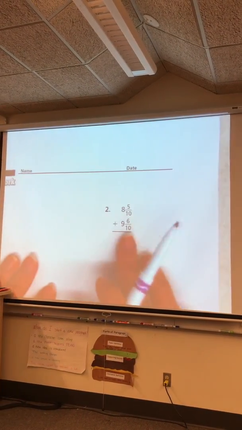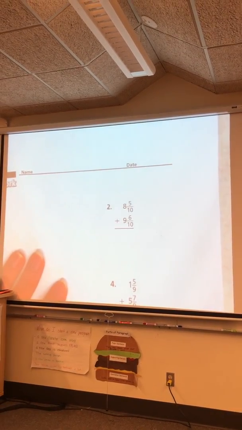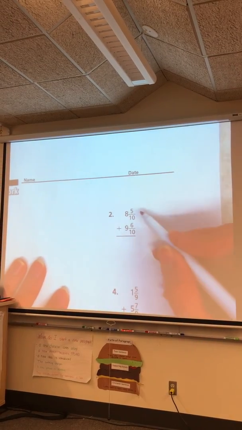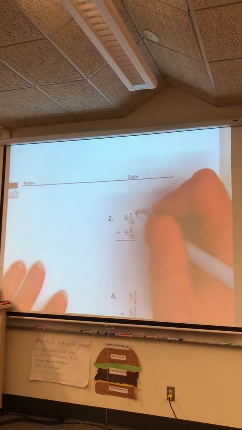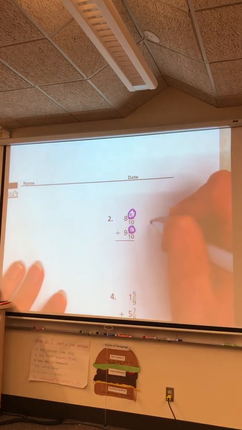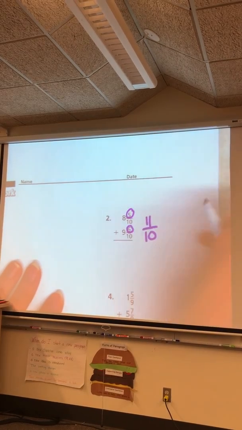But number 2 is going to require some carrying. So let me show you how we carry when we add mixed numbers. When I look at this, I think of this as the fractions place. And I'm going to start by adding my fractions. So I'll add my 5 and my 6 and I get 11. And my bottom stays the same, so it's 11/10.